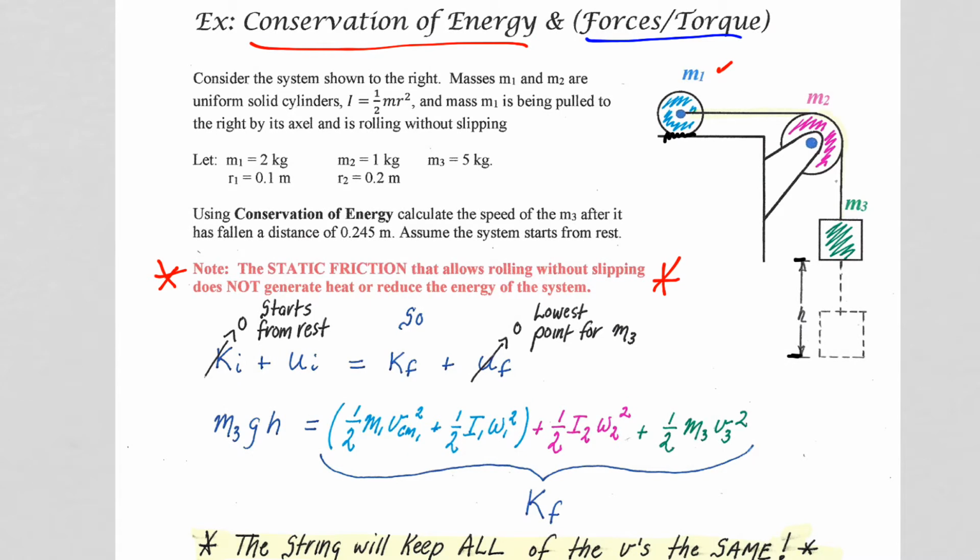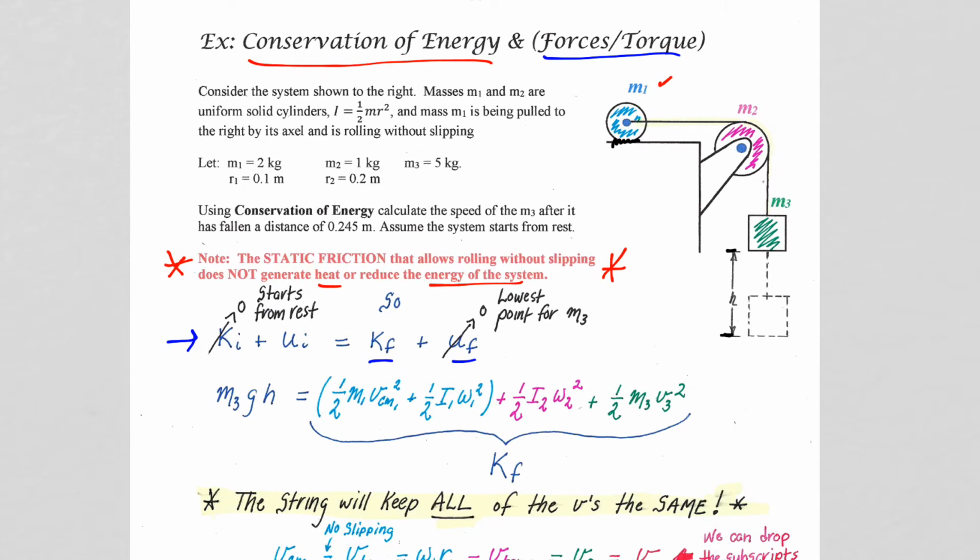But that static friction does not generate heat or reduce the energy of the system, so we can still use full conservation of energy, meaning the kinetic initial plus the potential initial equals the kinetic final plus the potential final. And as always, when we solve problems using conservation of energy, if we can get our zeros in there, we do that. So we note that the system, we are told, starts from rest. The only potential energy in this problem comes from the mass M3, which is going to fall down a height h. So it's going to lose potential energy. The system's going to gain kinetic energy. So the initial potential energy is just M3gh.